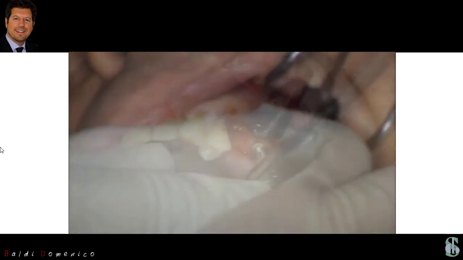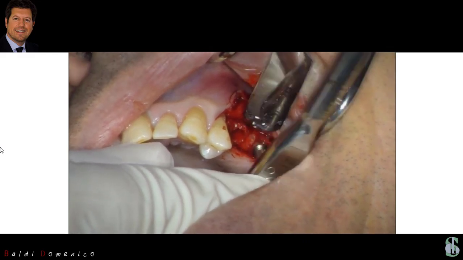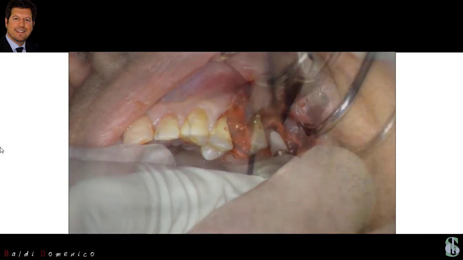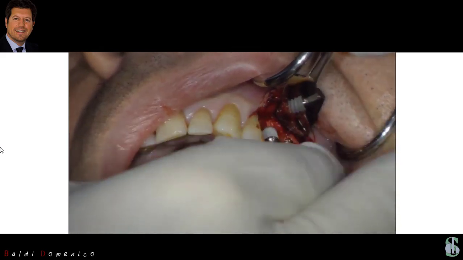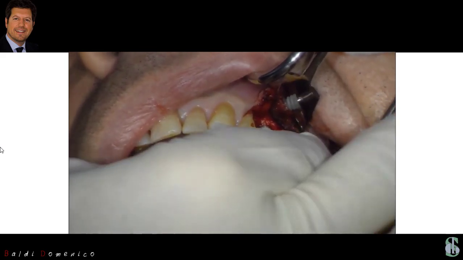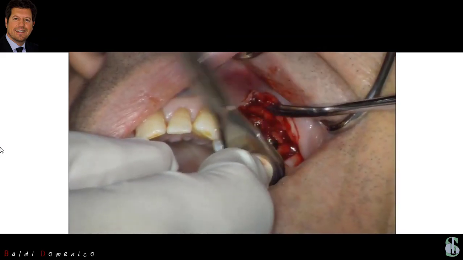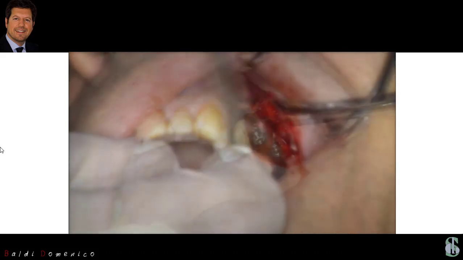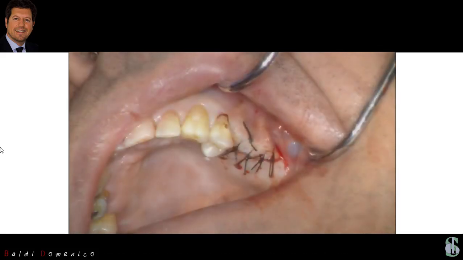At this moment we place the implant and we screw the implant. And at the end of our work, we can appreciate how is the bone around the implant. So the thickness of our jaw, upper jaw, is completely changed. In this way we can be sure about the future of our work.